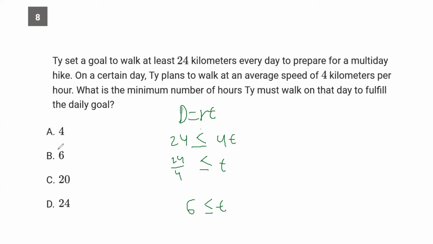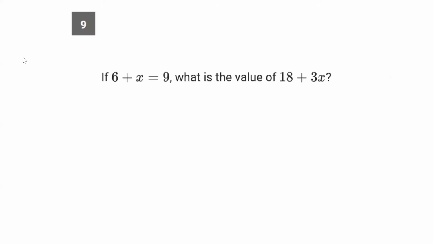And the minimum is 6, right? So 20 and 24 could have worked. I mean, that's a lot of walking, but the minimum is what it's asking for, and that is 6. Perfect. So now we'll go to 9.